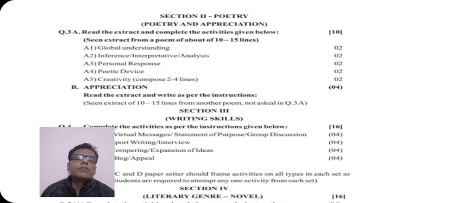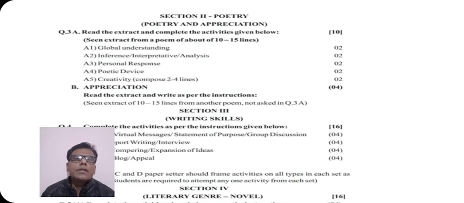Activities are like this. As you can see here, question 3a of poetry will be for 10 marks. First activity, global understanding, 2 marks. Second activity, inference or interpretative analysis, 2 marks. Activity 3, personal response, 2 marks. Activity 4, poetic devices, 2 marks. Activity 5, creativity. Here you have to compose 2 to 4 lines accordingly for 2 marks.